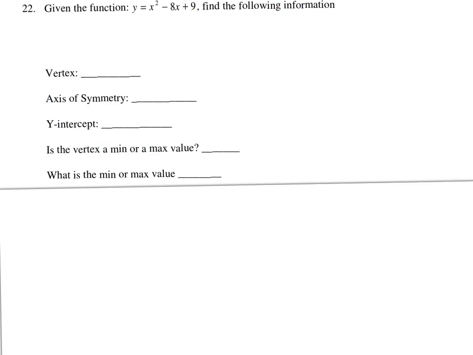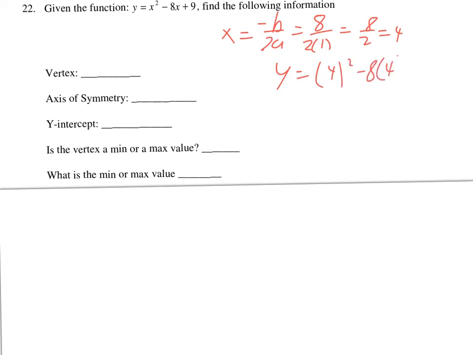All right, next up here, it's going to ask us about this parabola right here. So we've got to find the vertex first. So the vertex is always x equals negative b over 2a if you're in standard form. This one will be positive 8, since it's negative negative 8 over 2 times 1. So that's 8 over 2, so that's 4. And then my y value will be 4, the x value squared minus 8 times that x value plus 9. So that's going to be 16 minus 32 plus 9. That'd be negative 16 plus 9, which is negative 7. So I know my vertex then is 4 comma negative 7.